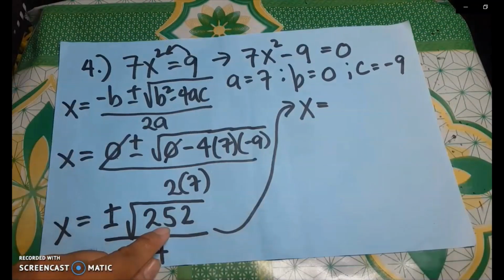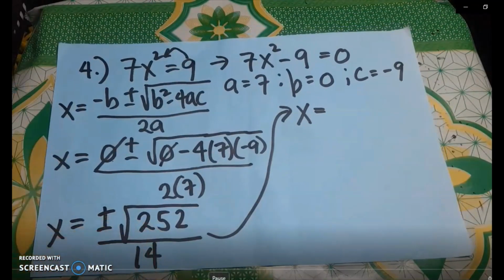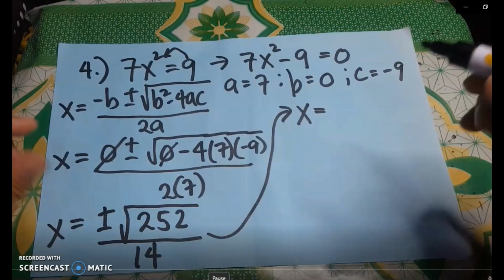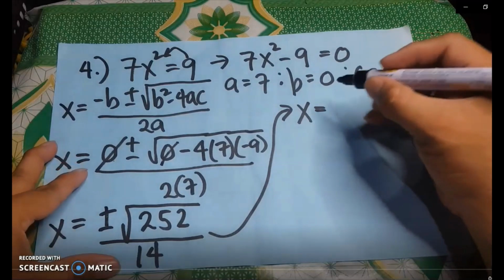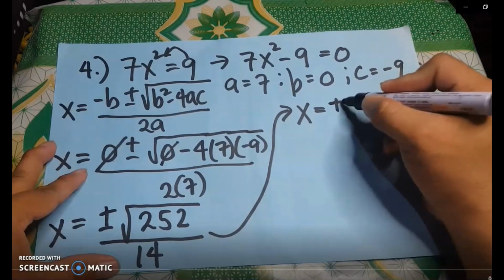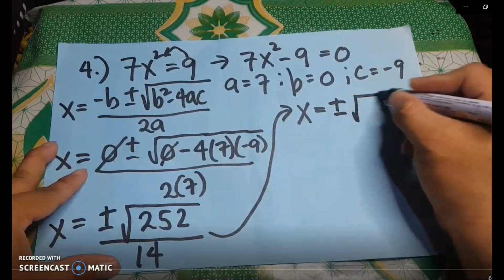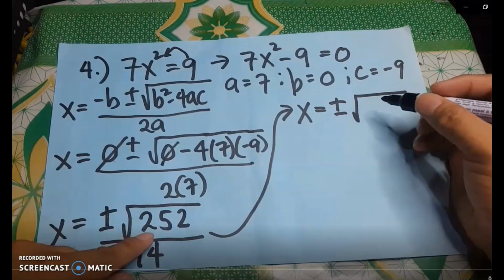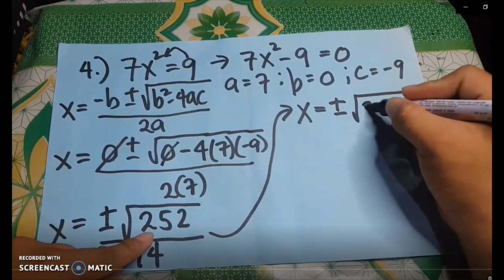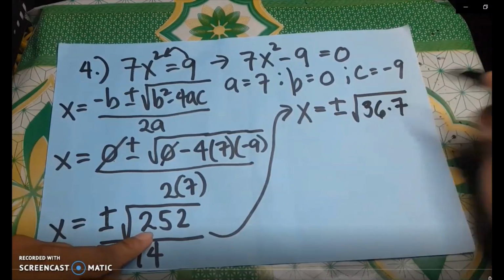So, 252 is a non-perfect square. But 252 has factors wherein one of its factors is a perfect square. So, what would be the right factor for it? So, that will be x is equal to plus or minus the square root of, the right factors for 252 will be 36 times 7.